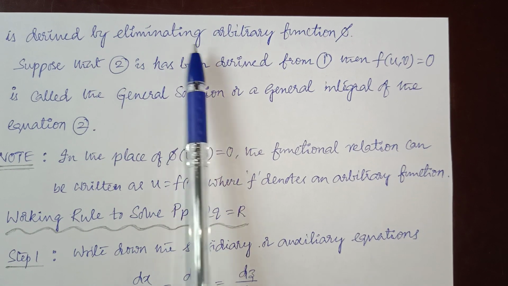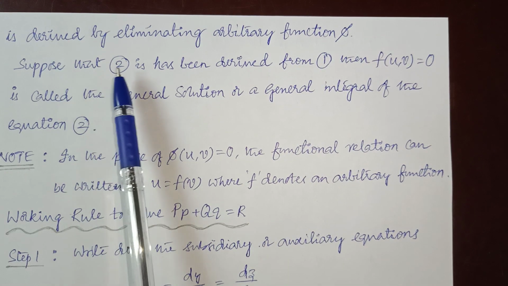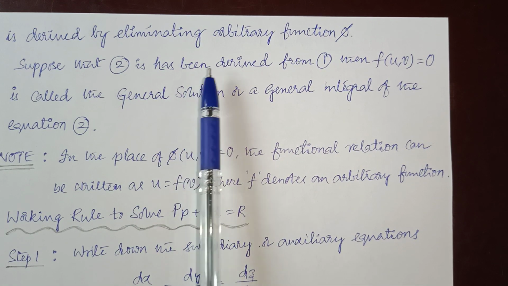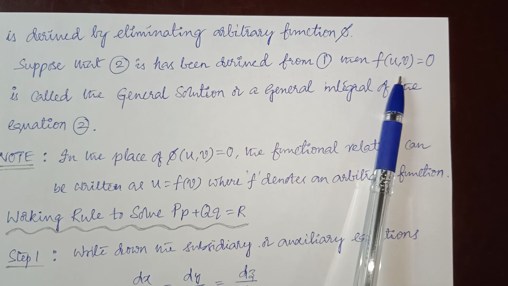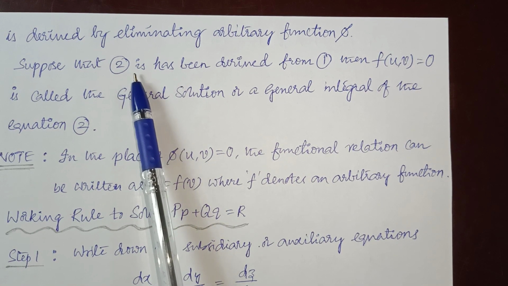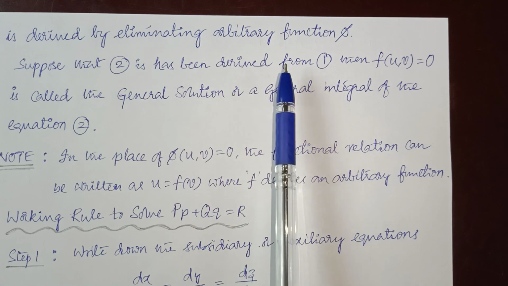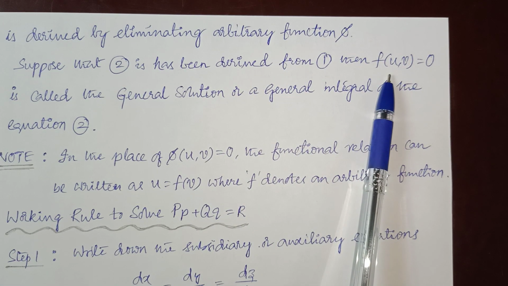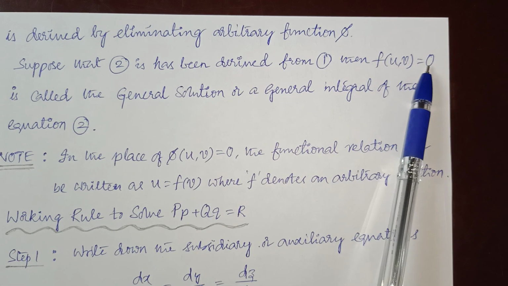This is derived by eliminating the arbitrary function phi. Now suppose that equation 2 has been derived from equation 1. So equation 2, that is capital P small p plus capital Q into small q is equal to R, is derived from equation 1, which is something like phi of u, v is equal to 0.